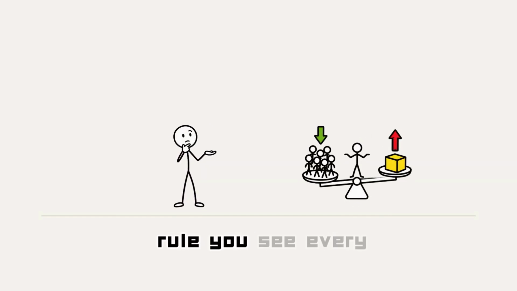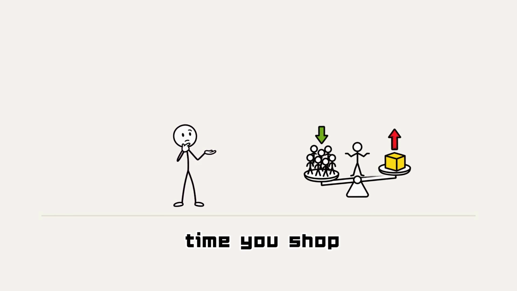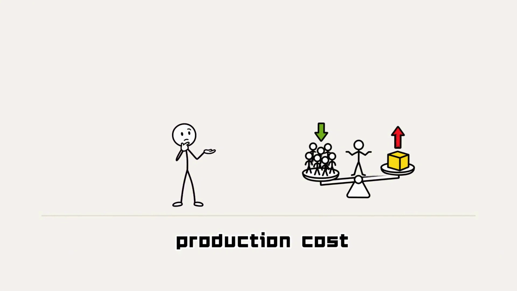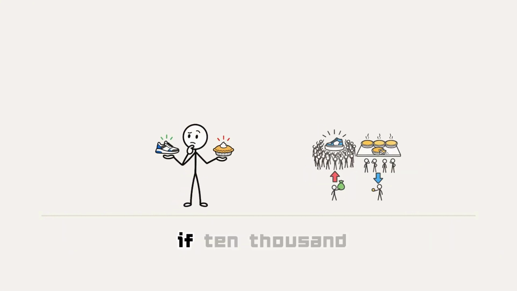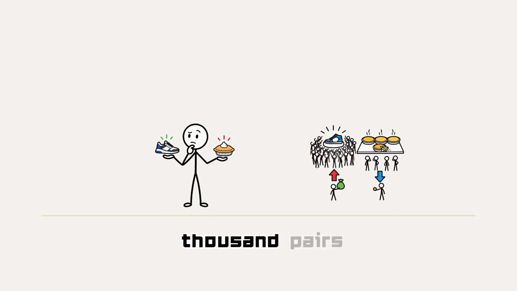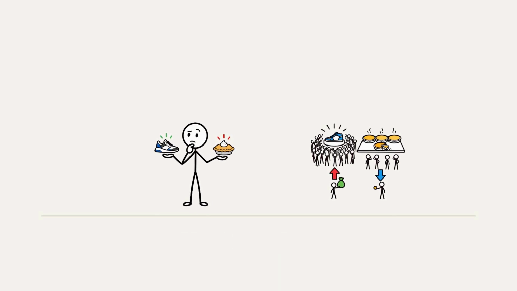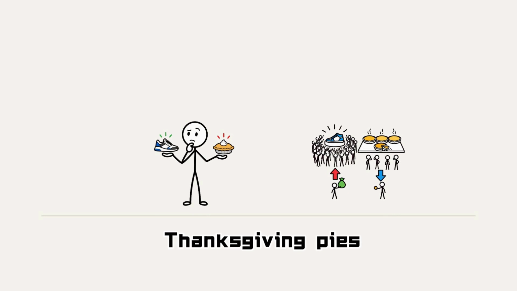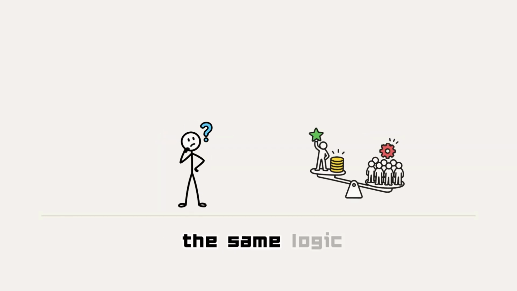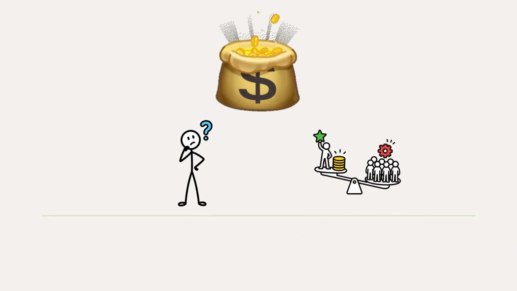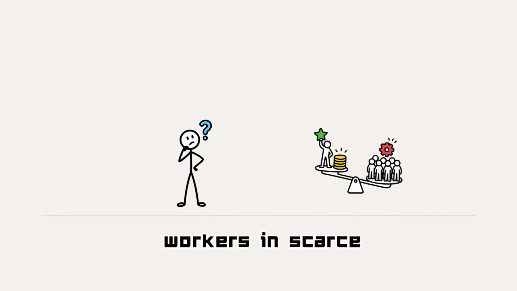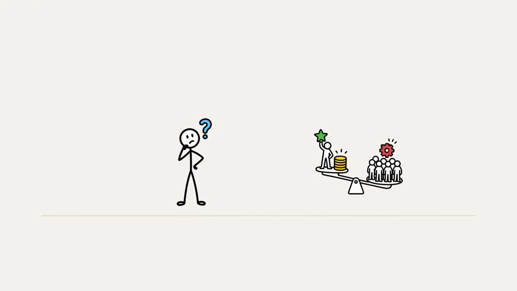Then there is the rule you see every time you shop: supply and demand. Because prices are not simply production cost plus profit. If 10,000 people want a limited sneaker drop and only 1,000 pairs exist, the price rises. Leftover Thanksgiving pies fall in price even when production cost does not. The same logic affects your paycheck. Scarce skills raise your bargaining power, while plentiful workers and scarce openings put wages under pressure.